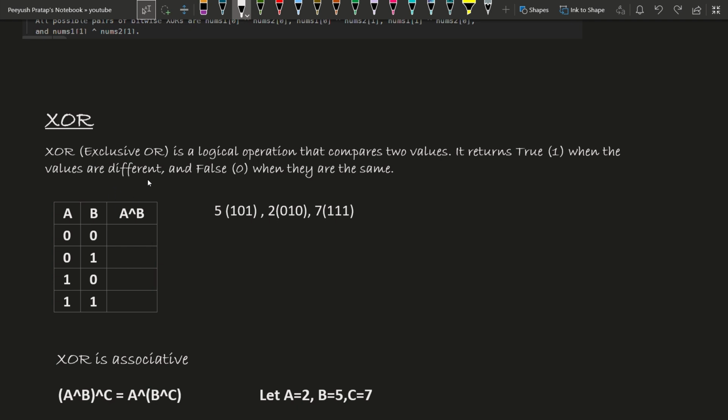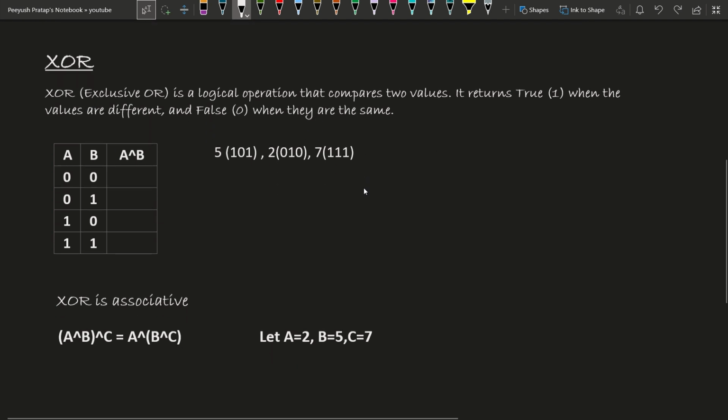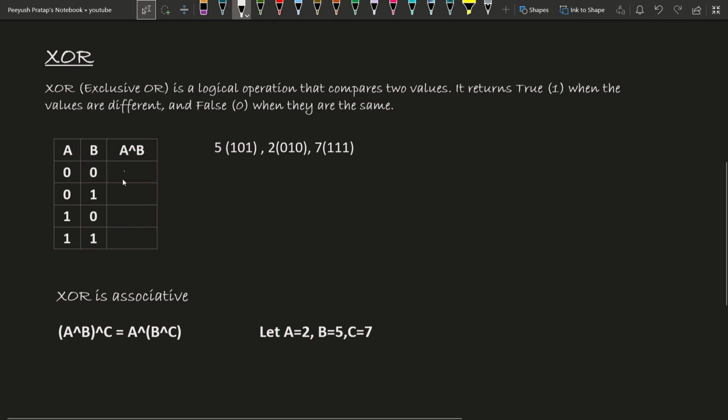values are different and false when they are the same. So let us look into this. What will be the value here? Since both are the same, we will get 0. Since both are different, we will get true, that will be 1. Both are different, again we will get 1. Both are the same, we will get 0.